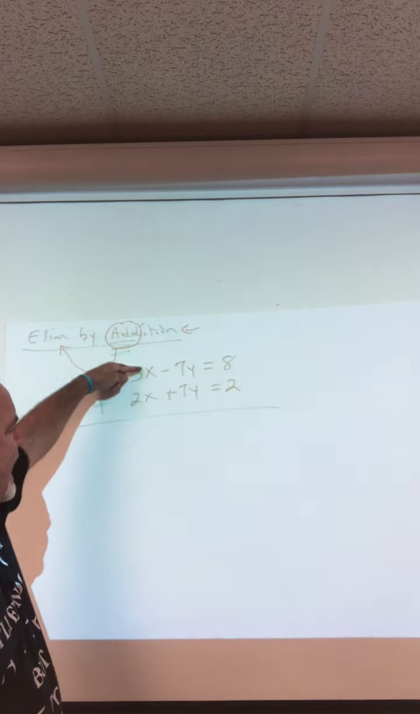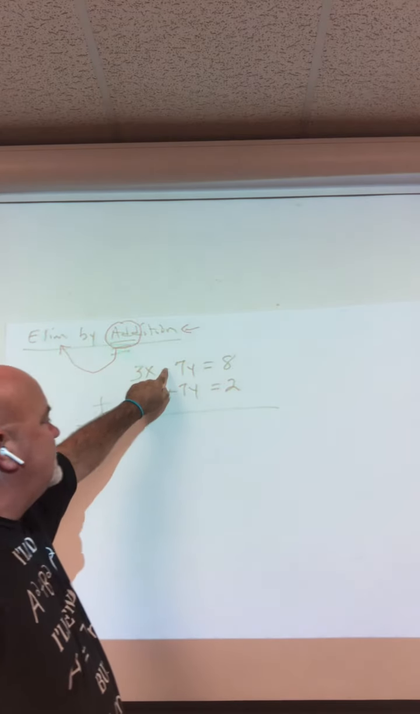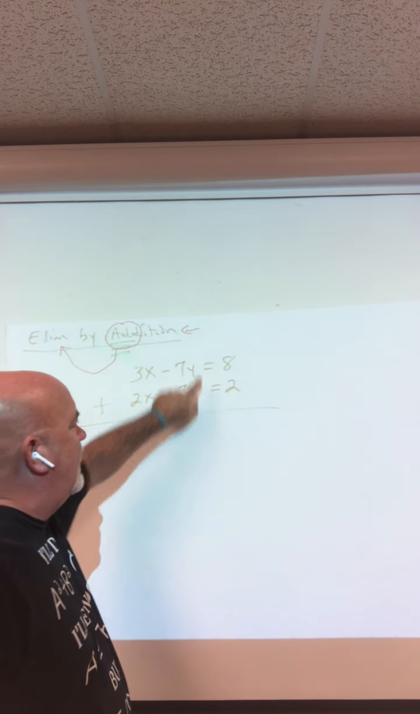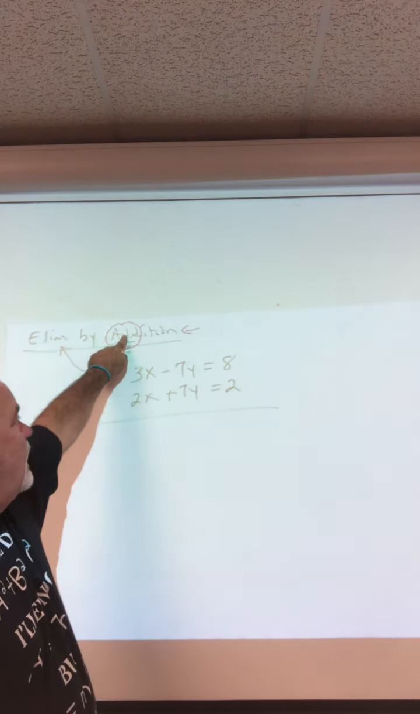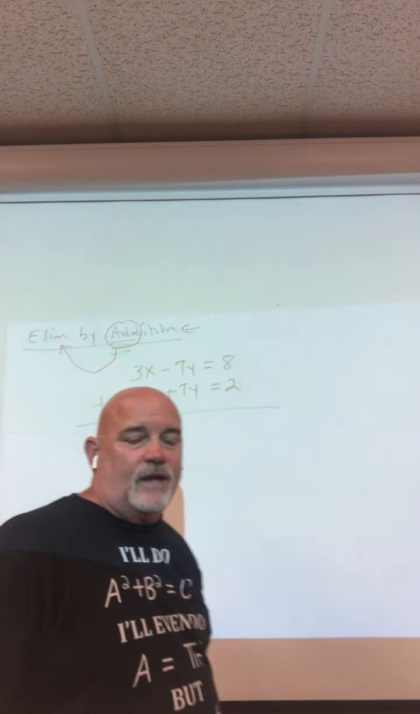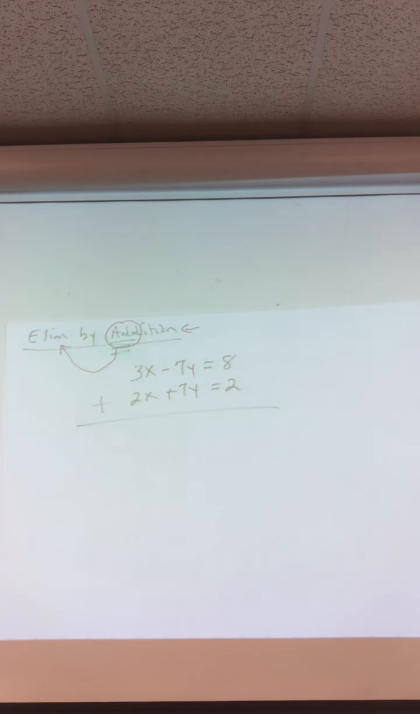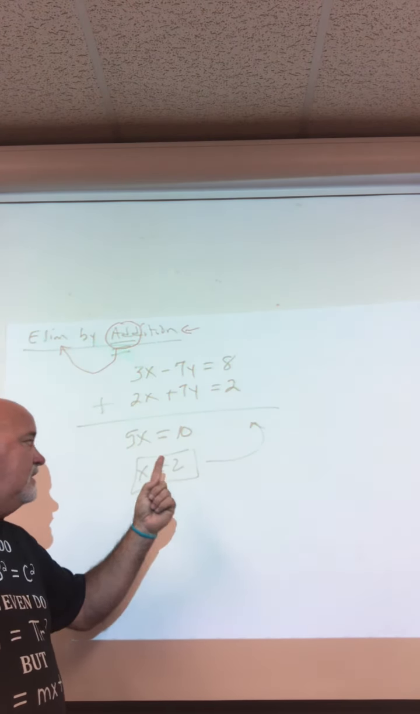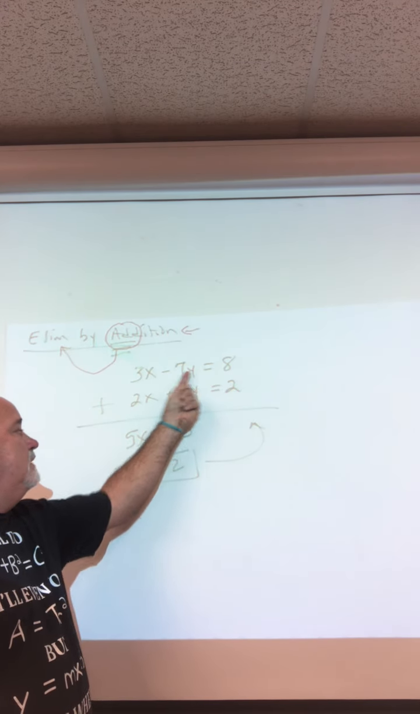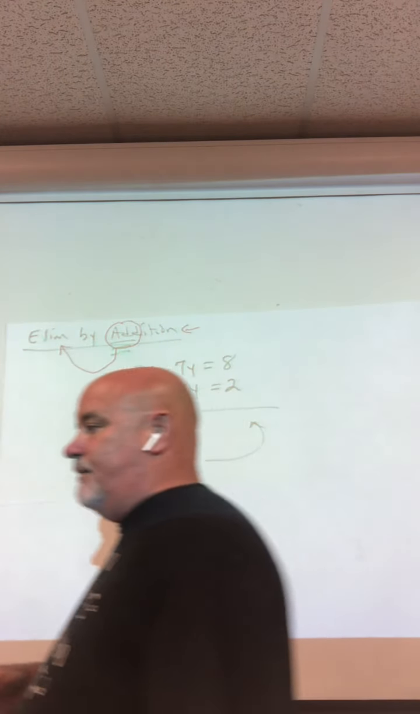So like right here, if I added the x's, what is 3x plus 2x? It's 5x. What is negative 7y plus 7y? It adds out. So in other words, the y's are eliminated when I add them together. This is what I want to happen. Now, here's why I want that to happen. Because if you add the two equations together, you would get 5x, the y's are eliminated, equal 10. Then you can find x and then take that number, plug it back in for x and find y. So that's the idea of this method.